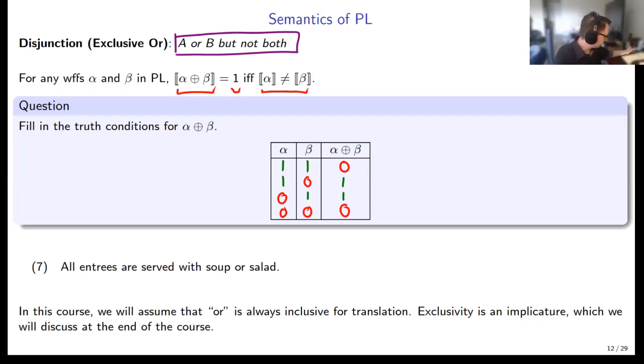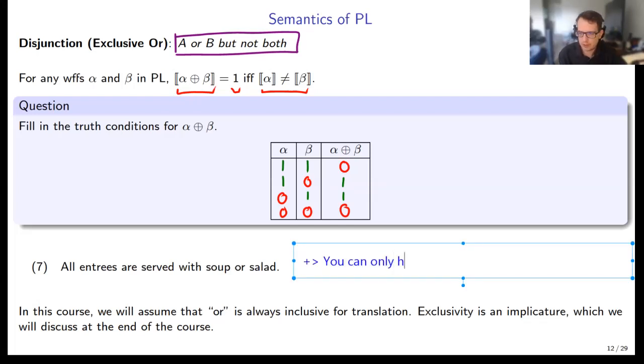So in English, we don't actually have a word for this. This is just an expectation. So one example that is typically given of exclusive or is what's shown in 7. When you go to a restaurant and you see a sentence, all entrees are served with soup or salad. And there's an implicature here. The implicature is you can only have one of the soup or salad. You can't have both.